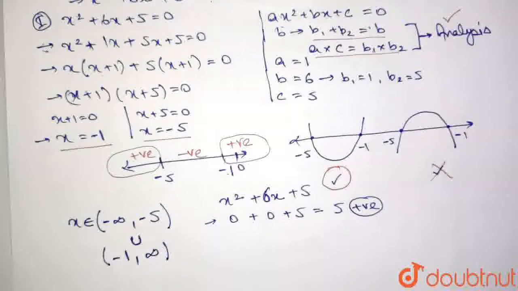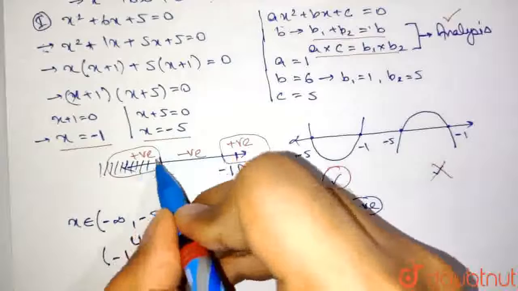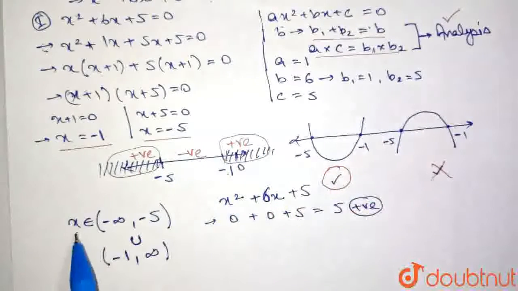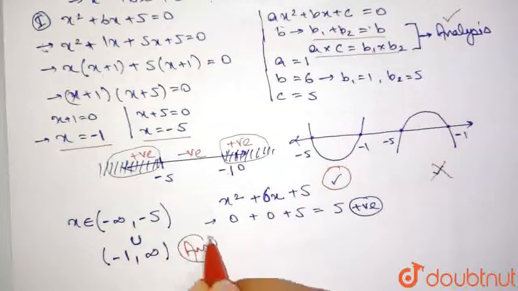So our answer region is going to be this entire region which is less than minus 5 and this entire region which is larger than minus 1. And if I'm representing it in this form, it's going to be minus infinity to minus 5 both open brackets, union minus 1 to infinity both open brackets. So our answer to this particular question is this.